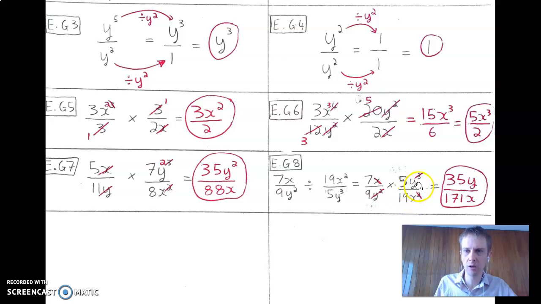Okay. Y cubed divided by y squared. 3 minus 2 is 1, would be y to the 1. You don't bother putting the 1 there. I think I could have put the 1 there. It might have made it a little bit easier to see that subtraction there, maybe. However you want to do it is fine. Okay. 7 times 5 is 35. Y goes there. 9 times 19, 171, and the x goes over. Okay. I think you've got everything there.